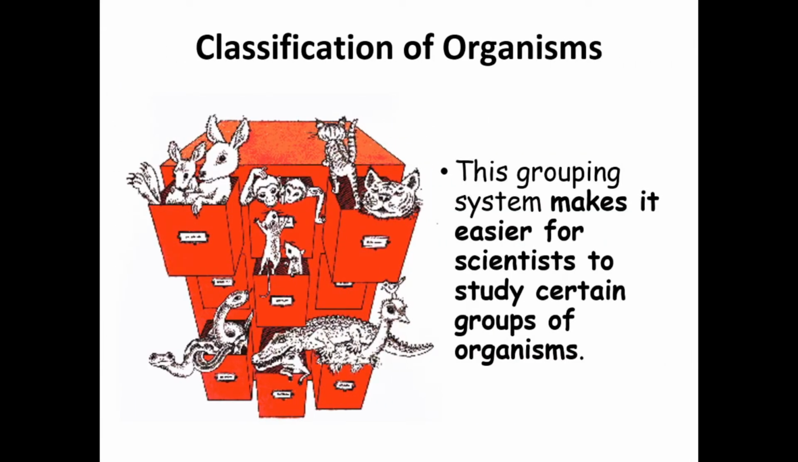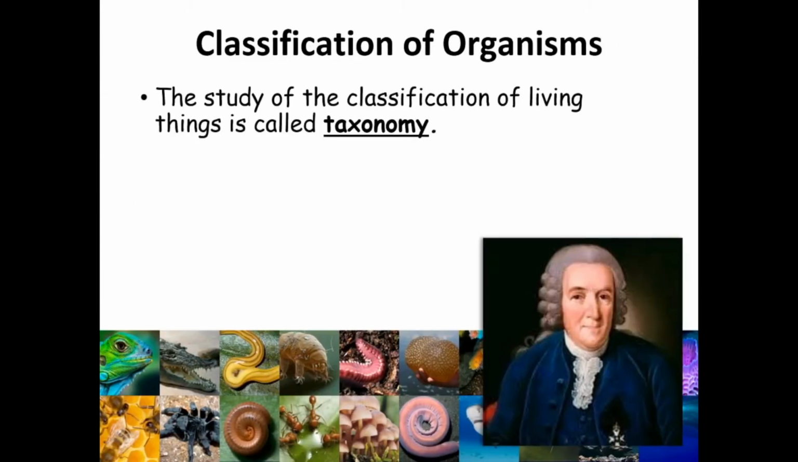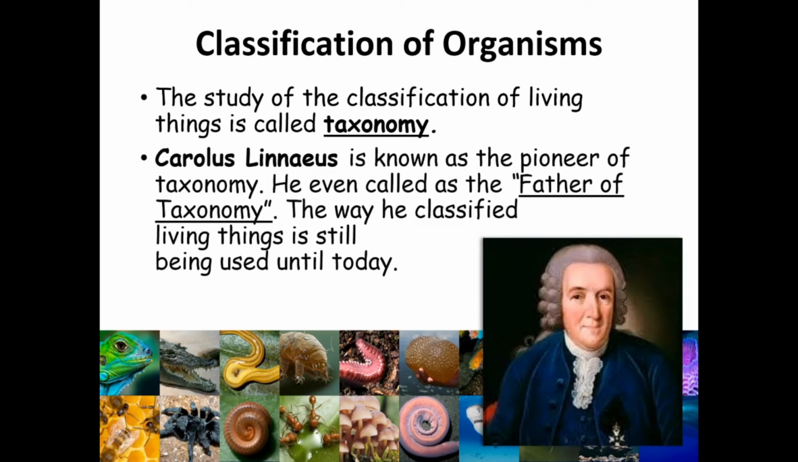This grouping system makes it easier for scientists to study a certain groups of organisms. The study of the classification of living things is called as taxonomy. Carolus Linnaeus is known as the pioneer of taxonomy. He even called as the father of taxonomy. The way he classified living things is still being used until today.